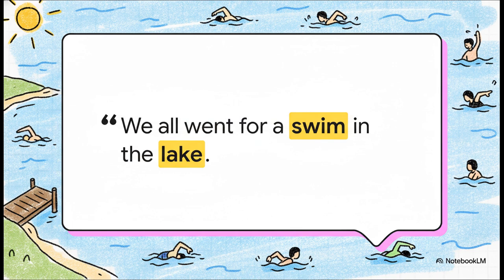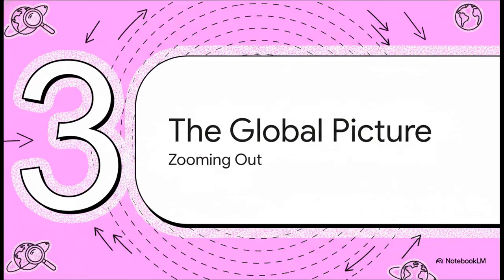We all went for a swim. Putting it in a sentence like this makes that distinction between the verb and the noun crystal clear. It stops being some abstract grammar rule and just becomes how people actually talk. Okay, so we've been down in the weeds looking at the micro details of how this word is defined. But now I want us to zoom way out to understand the real why behind the design of this simple page.